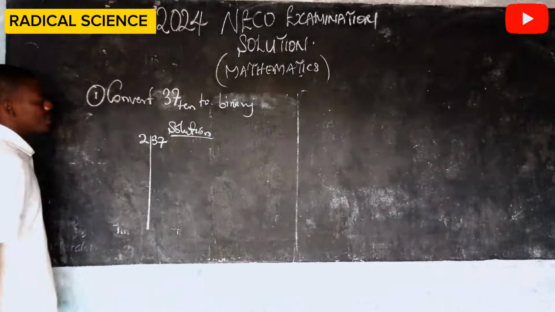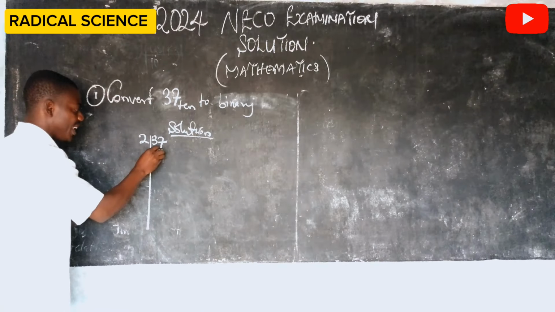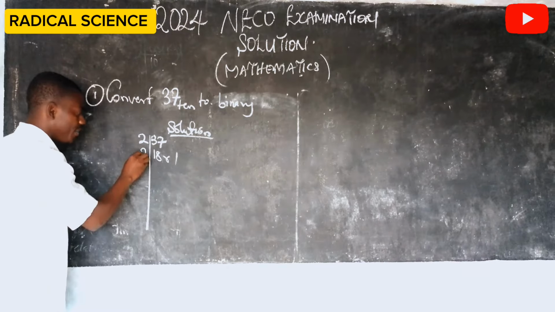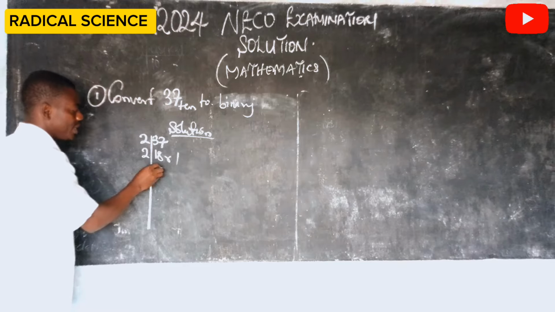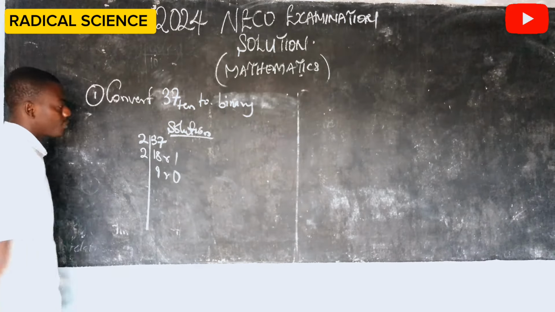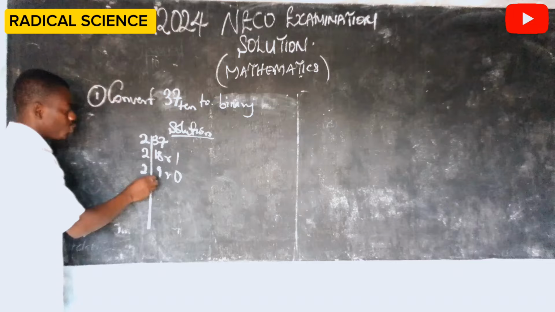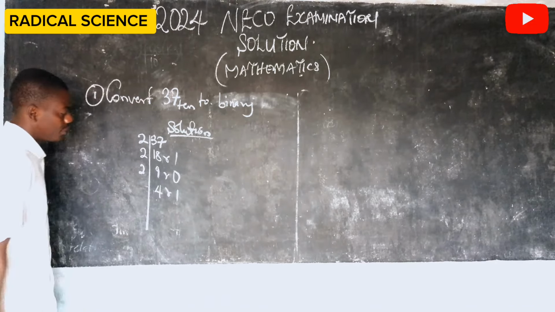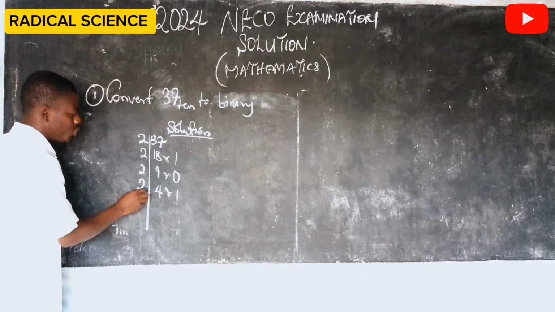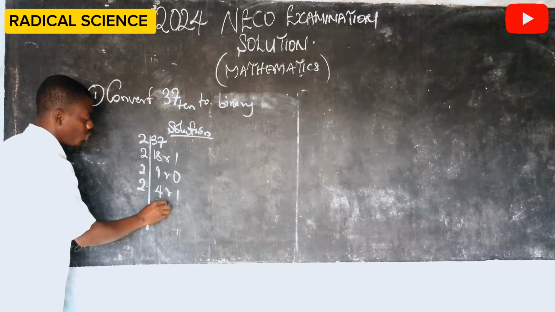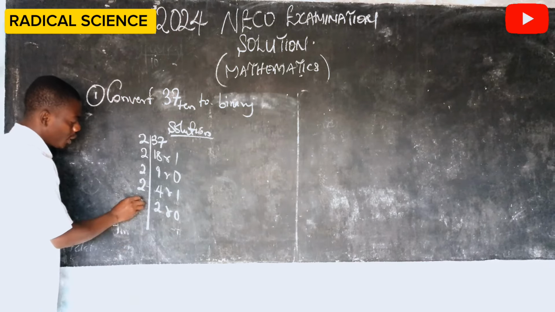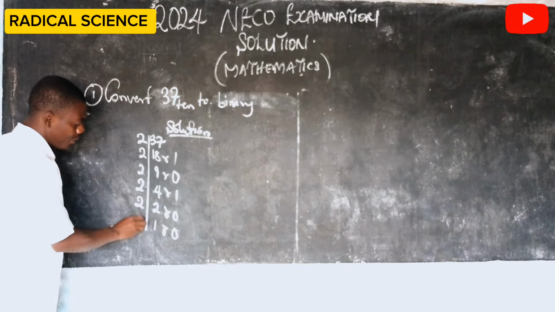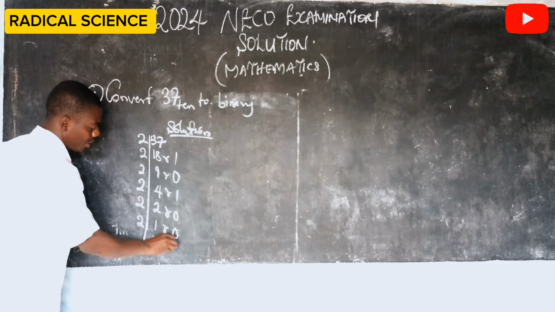If we divide 37 by 2, it is 18, remainder 1. You divide again by 2: 18 divided by 2 is 9, remainder 0. Divide 9 by 2, it's 4, remainder 1. Divide 4 by 2 is 2, remainder 0. Divide 2 by 2 is 1, remainder 0. And 1 divided by 2 is 0, remainder 1.